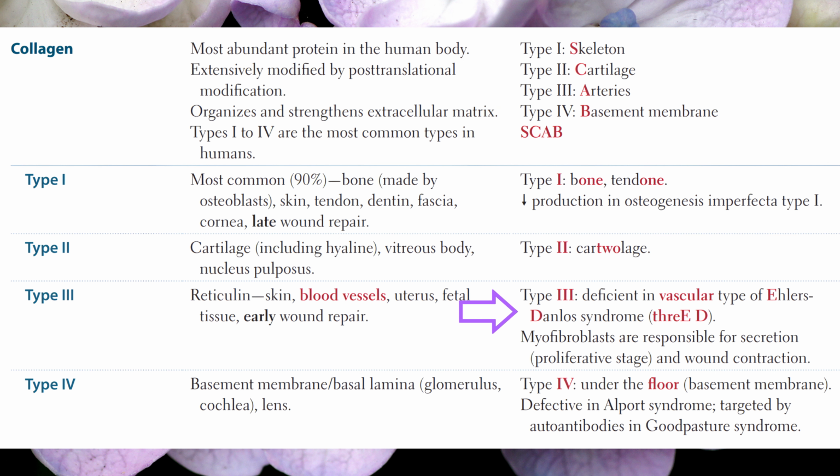Deficient type 3 collagen in vascular type of Ehlers-Danlos syndrome. Myofibroblasts are responsible for secretion, proliferative stage, and wound contraction.